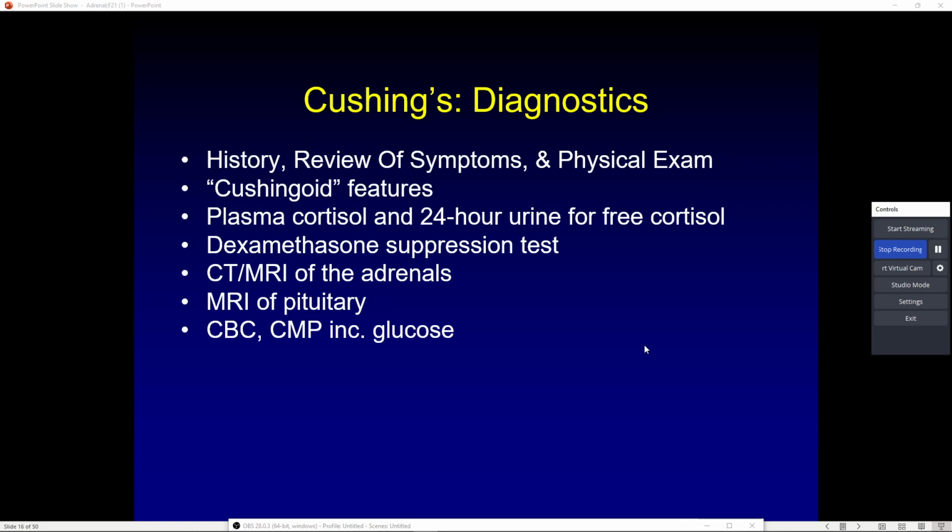And by the way, it doesn't say it here, but we're going to be doing a CBC with differential. I need to look at my eosinophils and bands specifically if we're suspecting neoplastic conditions. So keep these in mind. These are the tests we're going to conduct. If I ever ask you, how do I diagnose, what test would I use to diagnose Cushing's disease, I expect you to be able to give me these tests right here. Thank you.